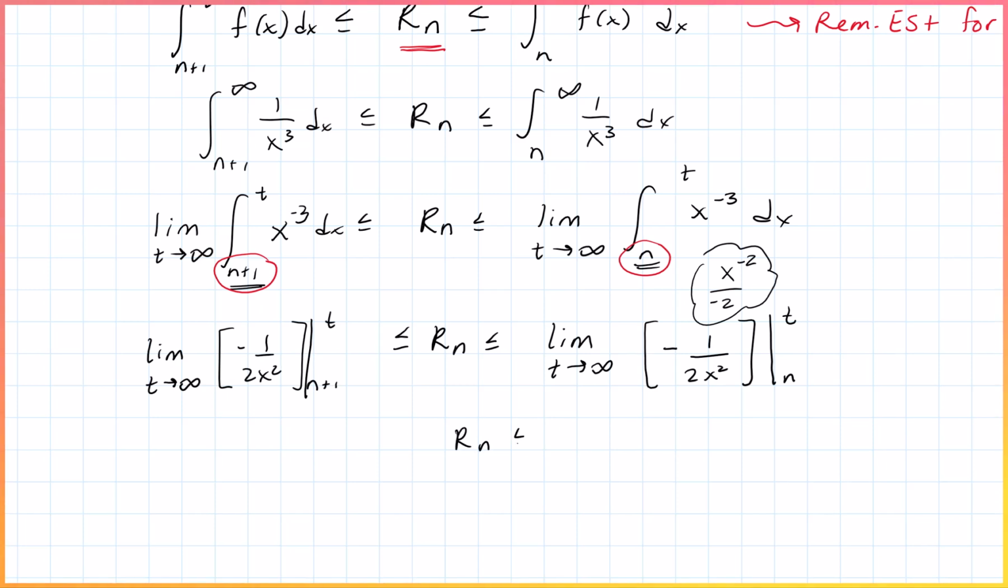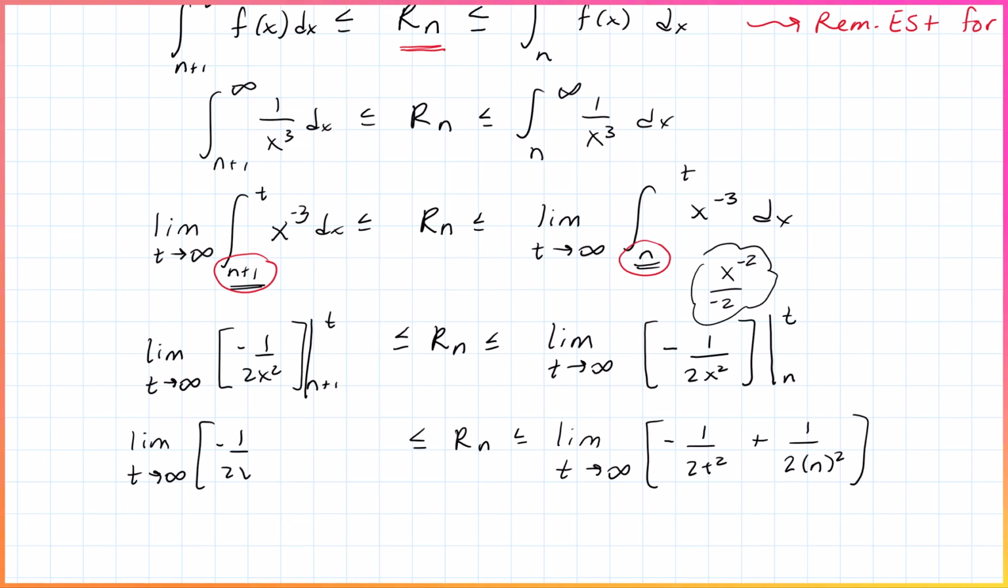And our remainder estimate, we're trying to get that upper and that lower bound there. This is going to be the limit as t is approaching infinity, and we're going to get -1/(2t^2) plus, because we're subtracting a negative, 1/(2n^2). And on this side, in a very similar way, we get the limit as t is approaching infinity of -1/(2t^2) plus 1/(2(n+1)^2). And then we let t go to infinity on both of those limits, and that's going to give us a 0 here and a 0 here.